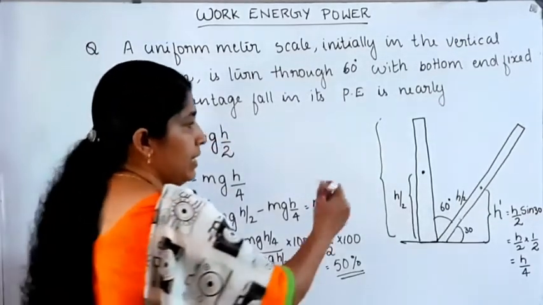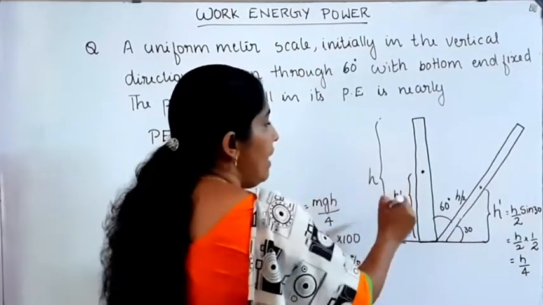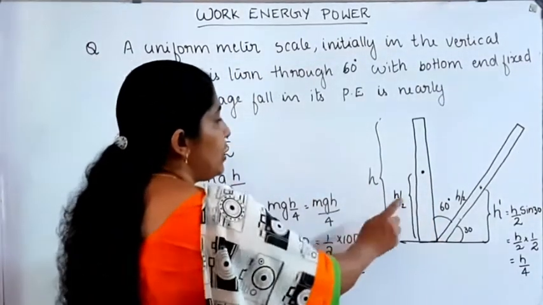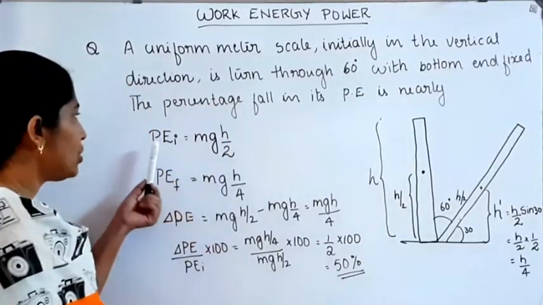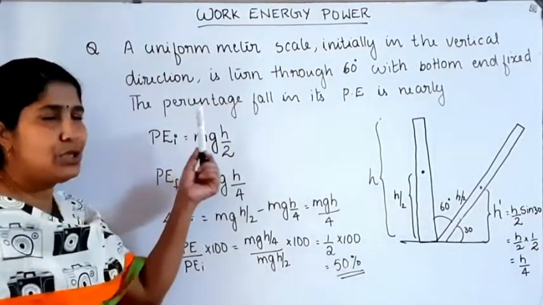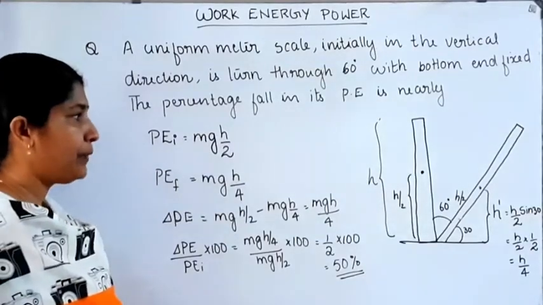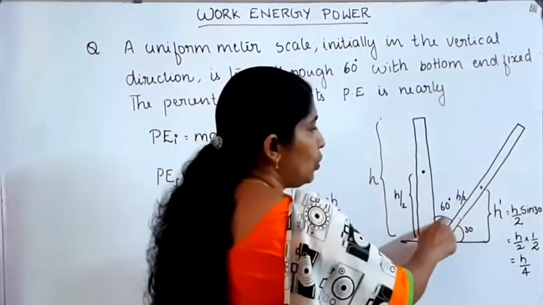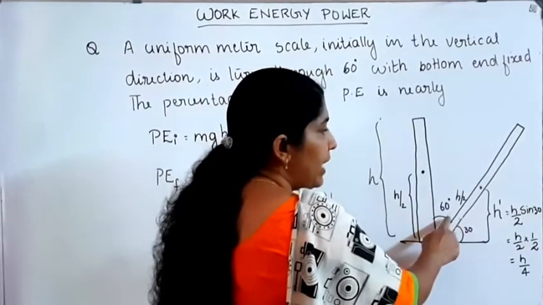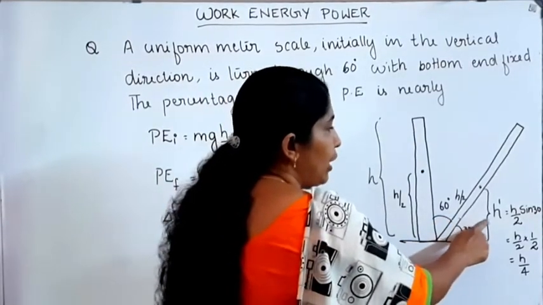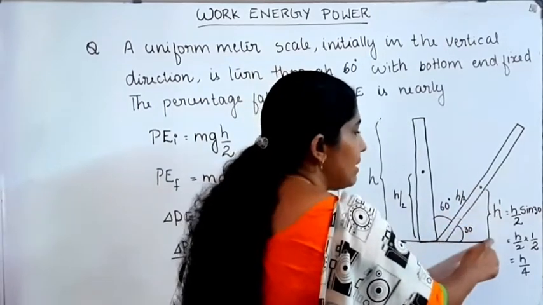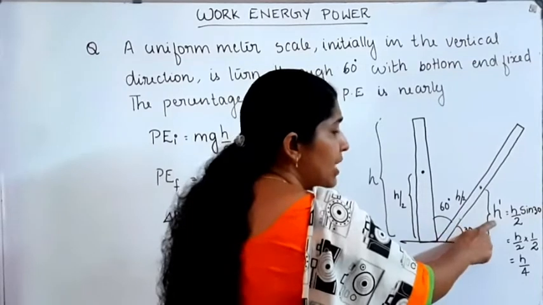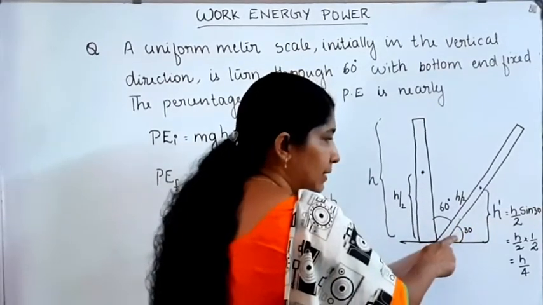If h is the initial height of the scale, then h by 2 is the height which is measured. Height is always measured towards the center of mass. Then initial potential energy is equal to mg h by 2. What about the final potential energy after it is inclined through an angle of 60 degrees? Final potential energy can be found by considering this height h dash, which is the opposite side of this angle 30.